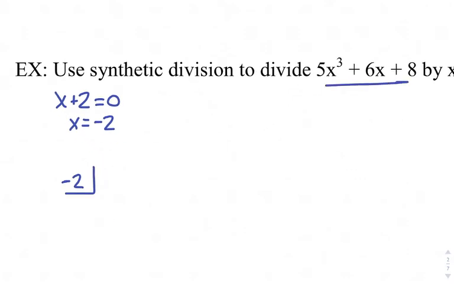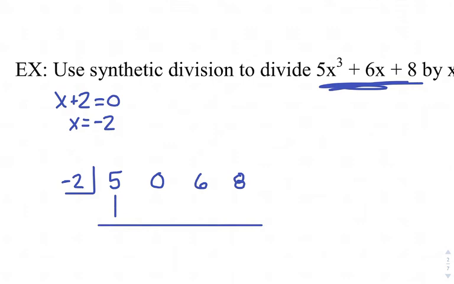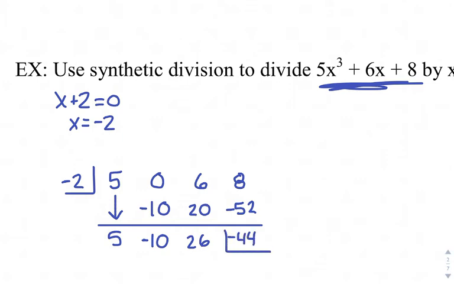So now I have to notice that here I'm missing an x squared term. So to fill that void, I put a 0 in that spot, just like we do with long division. So 5, 0, 6, 8. And now I drop down that first term. I multiply it by -2 and I get -10. 0 plus -10 is just -10. -2 times -10 is 20. 6 plus 20 is 26, and then 26 times -2 is -52, and then I add 8 to that, which is -44. So again, that's my remainder.